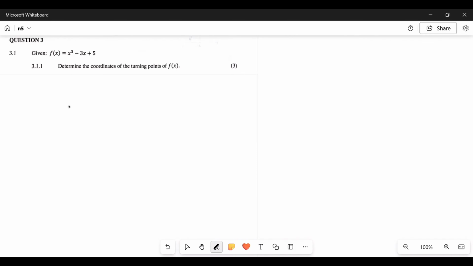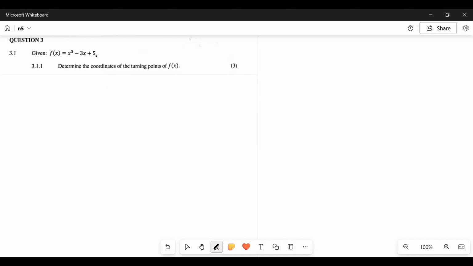All right, here's our question 3.1. 3.1 also has question 3.1.1. So let's look at this question here. First of all, we are given the function f of x is equal to x cubed minus 3x plus 5. So this is the function that we'll be working with in 3.1. In 3.1.1, they want us to determine the coordinates of the turning point.